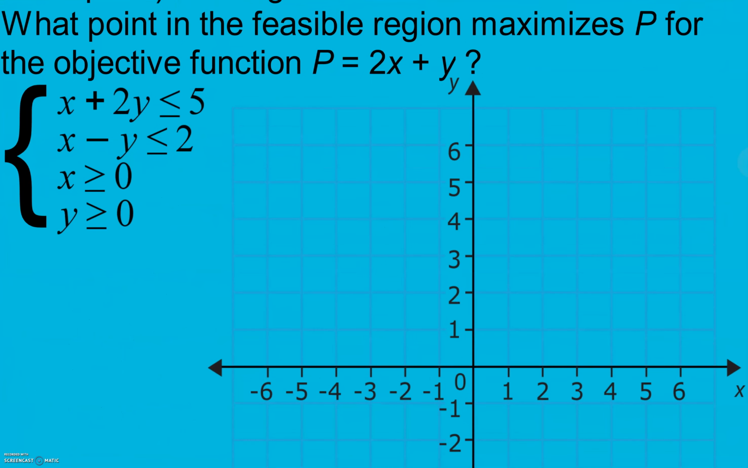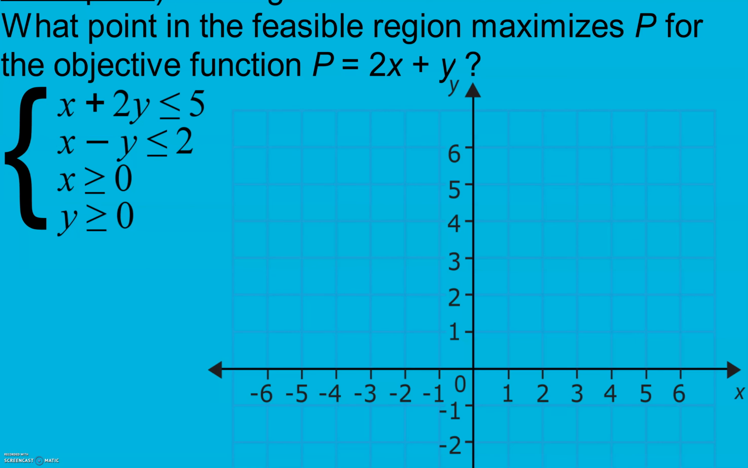So in example 1 here, what point in the feasible region maximizes p for the objective function p equals 2x plus y? So profit equals 2x plus y, and we want to maximize p. In order to do that, the first thing we're going to do is graph our system of inequalities and find the part that is our solution set. It looks like we have a lot going on here, but x greater than or equal to 0 and y greater than or equal to 0 just tells us that we are in the first quadrant. It means our x's have to be positive and our y's have to be positive or 0. So we're just going to deal with the first quadrant.